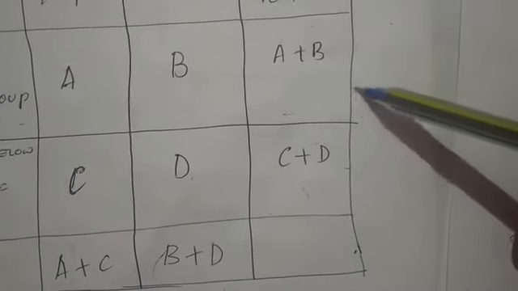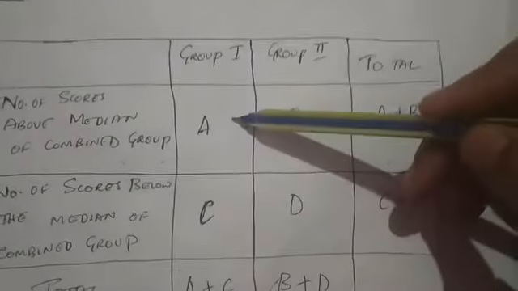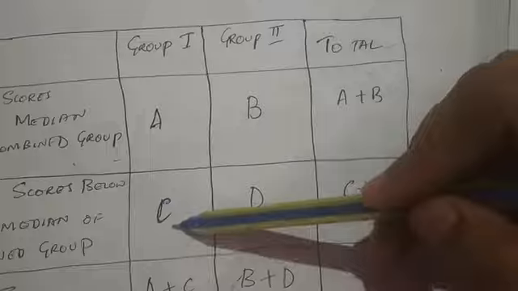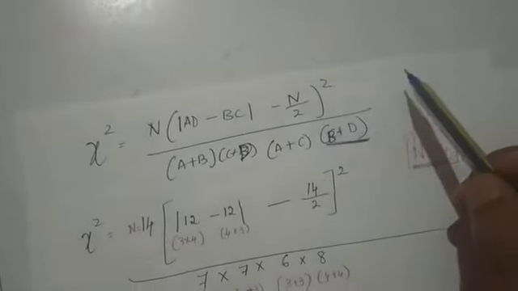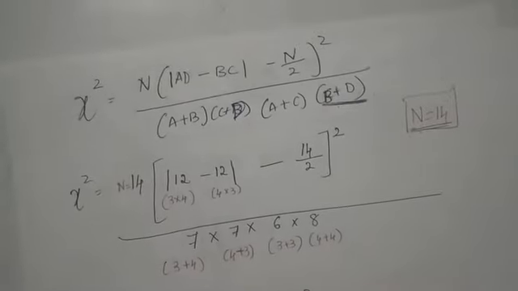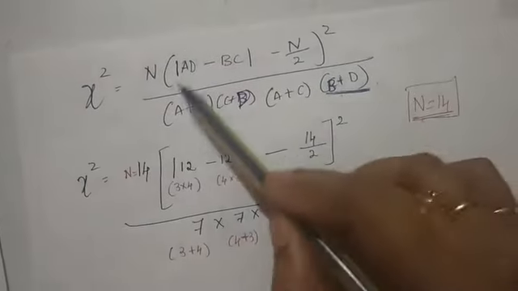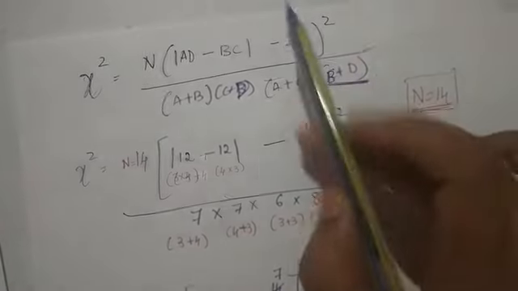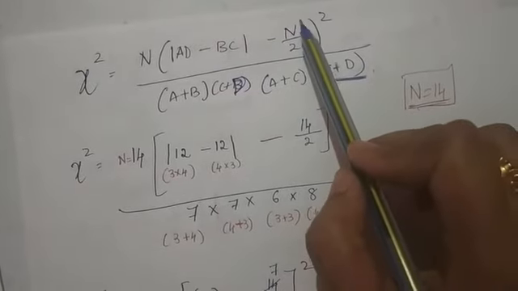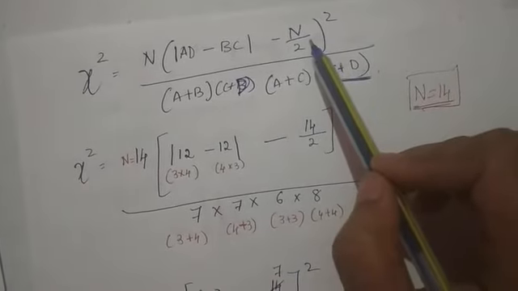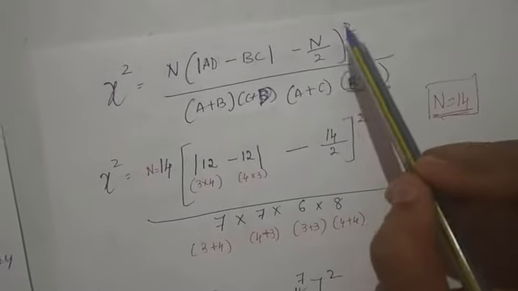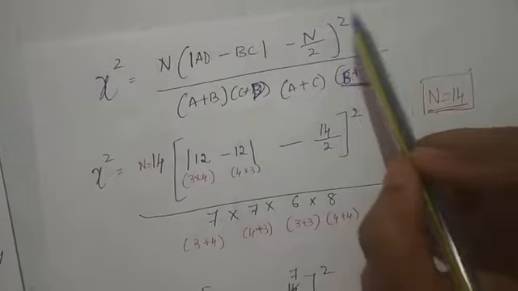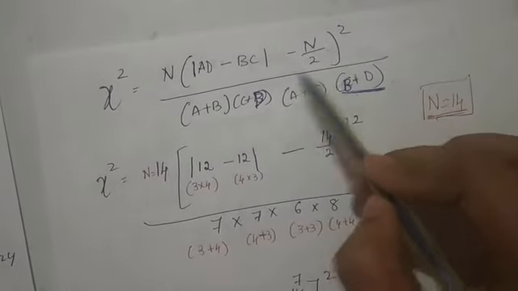So it's easy to remember the denominator, A plus B into C plus D into A plus C into B plus D. And the numerator, be very careful: A into D minus B into C minus n by 2 whole square. So there is a little change when you have small numbers. The numerator values change as the n by 2 is replaced there. You do not have this when you have larger scores. When the table values are more than 5, you do not have n by 2. So you have to learn another formula for that. However, it's simple, n by 2 is eliminated.